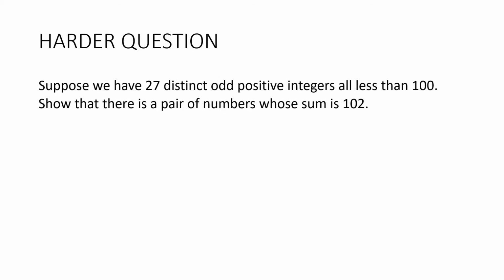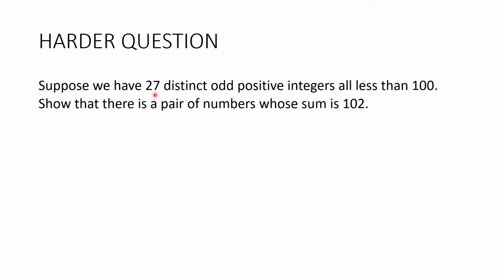Here's a harder question. Suppose we have 27 distinct odd positive integers, all less than 100. Show that there is a pair of numbers whose sum is 102. Now this one doesn't even look like pigeonhole principle because we don't have the words at least anywhere. However, they are implied in this second sentence. We could have written this as show that there is at least one pair of numbers whose sum is 102. Now again, like the last example, we can see the pigeons.